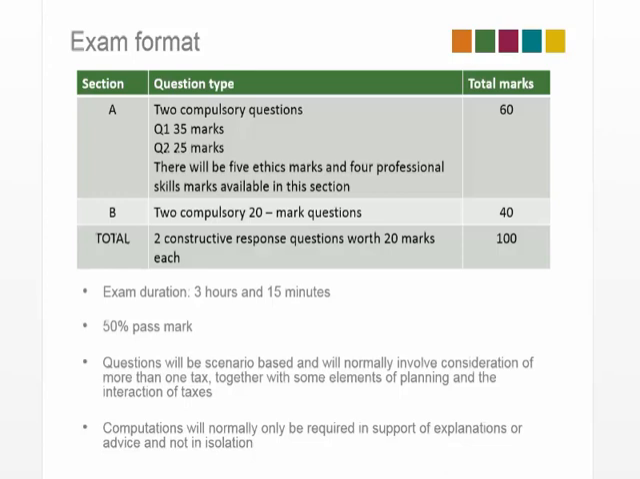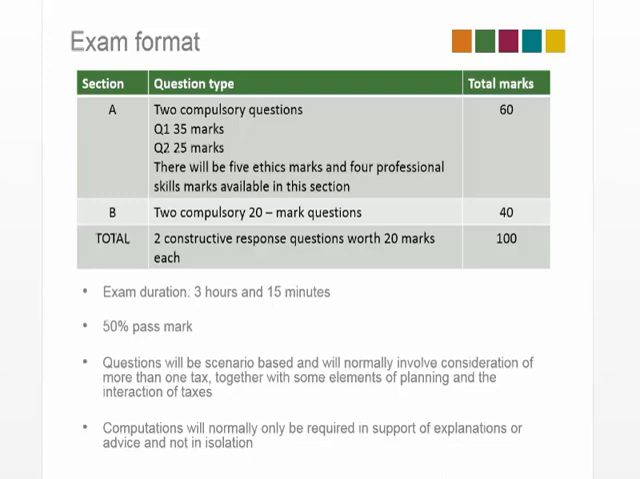Section A contains two compulsory questions. Question 1 will be 35 marks and question 2 will be 25 marks. So in total, Section A is 60% of your examination and therefore very important. Now, these two questions will be scenario-based questions. They will give you a real-world scenario.